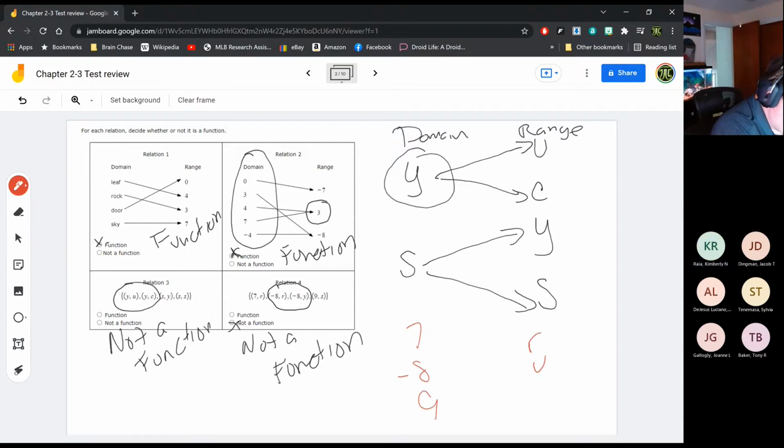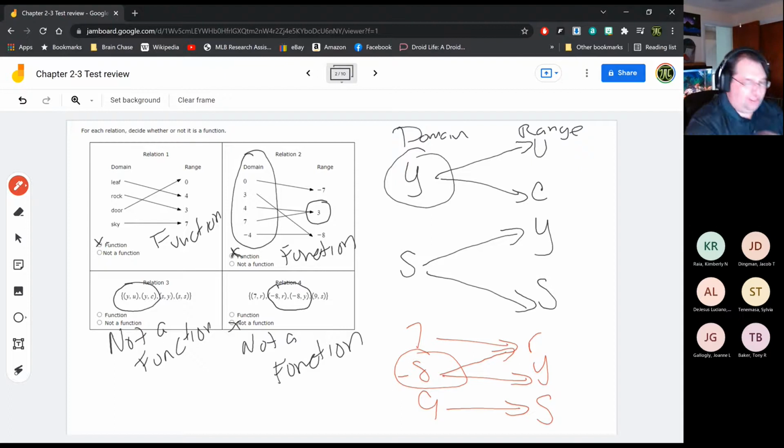I have tons of time. So 7 would go to R, 8 would go to R, 8 would go to Y, and 9 would go to S. So see, that one fails it right there. So you can easily just make your arrows and figure it out from that. Okay, I didn't know that you could do that too. Yep. Thank you. Not a problem.